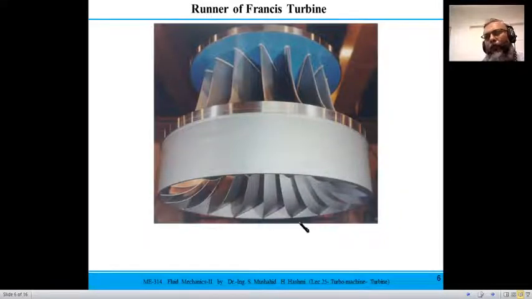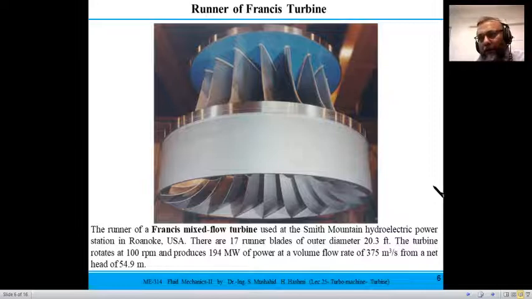This is a big view of the blades and impeller of this Francis turbine, where the fluid enters from the volute section and then leaves first through the guide vane and then through the impeller. This is the picture of an impeller, which is the runner portion of the turbine. For understanding, there are 17 blades here, and their outer diameter is 20 feet. The RPM is 100, and it produces a power of 194 megawatt, and the volume flow rate is on the order of 375 cubic meters per second, and the net head available for that turbine is around 55 meters.